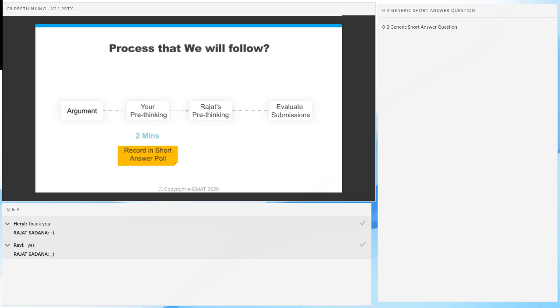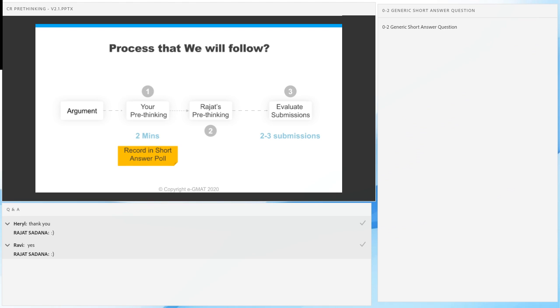You're going to put in your pre-thinking, then we're going to look at what you put in, and then I'm going to use my way of doing pre-thinking. I'm going to visualize information, build that logical structure, ask that pre-thinking question, and then we're going to evaluate a few submissions. So make sure you have a pen and paper ready.